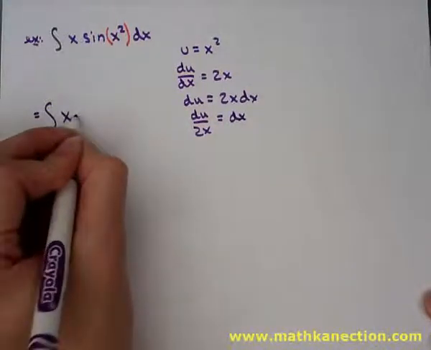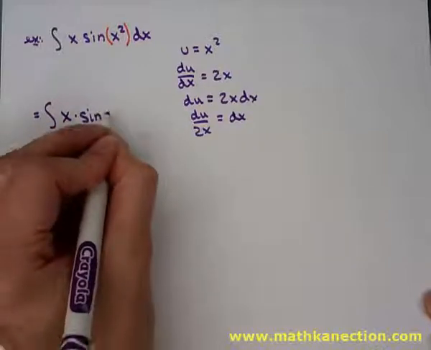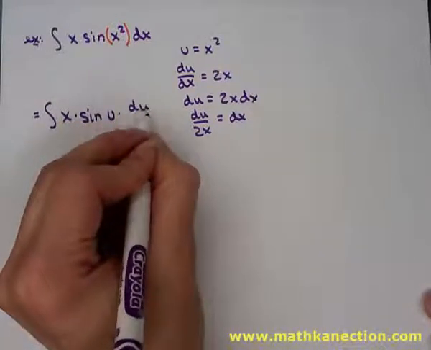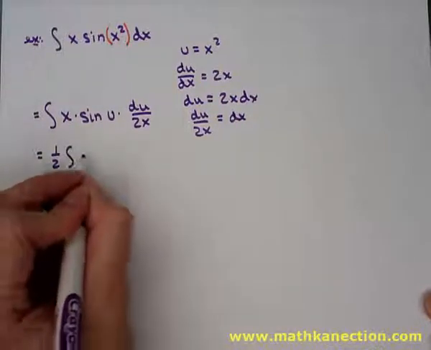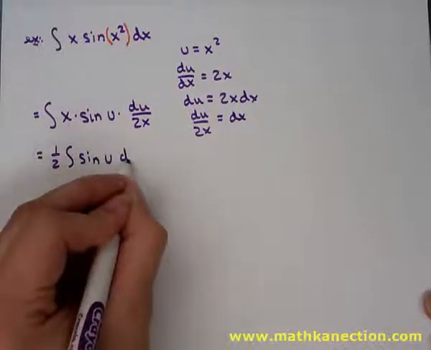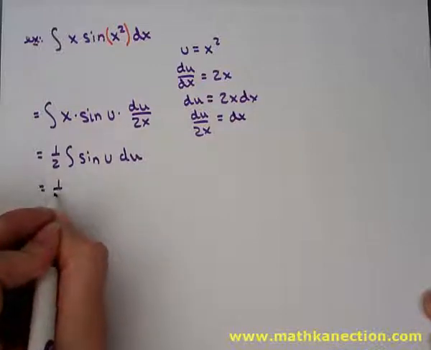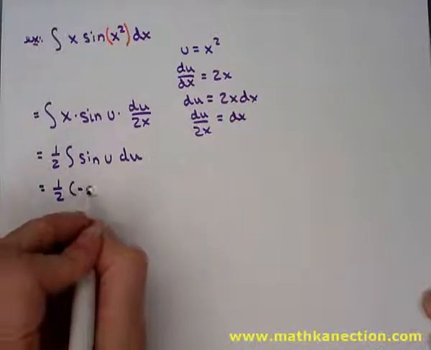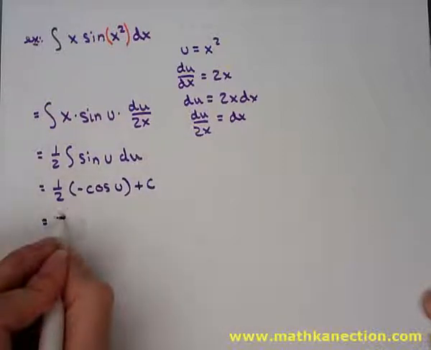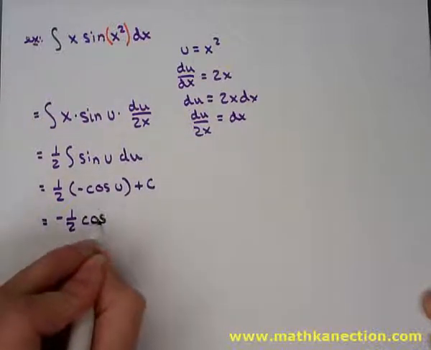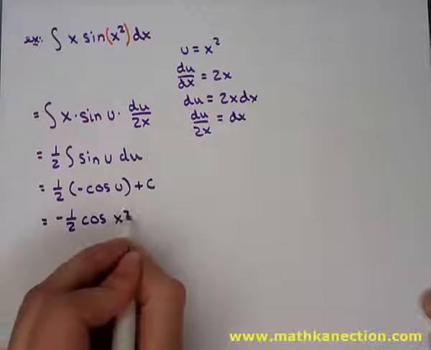The integral reads then x sine of u, and replacing dx with du over 2x. The x's then can reduce, pulling out the coefficient of 1/2. We have 1/2 the integral of sine of u du. So we have 1/2 times the integral of sine, which is negative cosine, so negative cosine of u plus the constant. So the final answer is negative 1/2 cosine of x squared plus the constant.